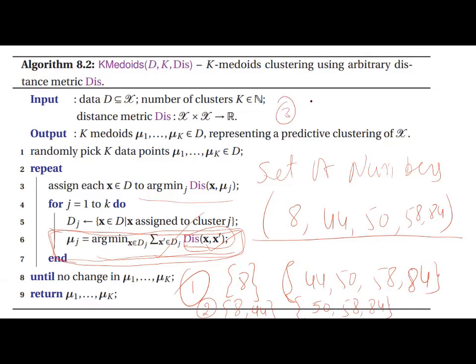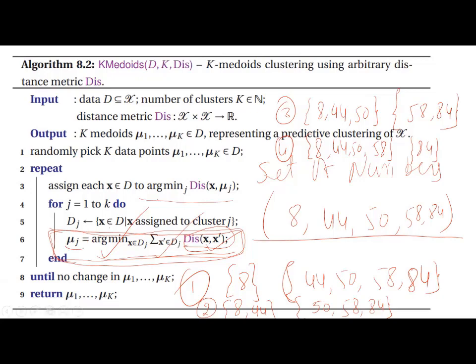The third case would be 8, 44, 50 and 58, 84. The fourth case would be 8, 44, 50, 58 and 84. This is how the clusters are formed, and for each cluster we are finding the medoid. So first clustering is done, and after that we find the medoid. So this is the algorithm.